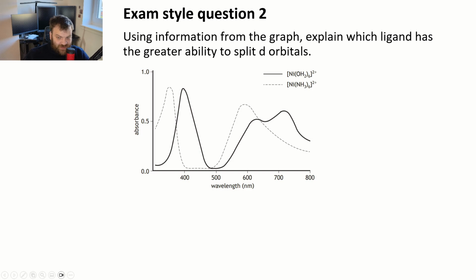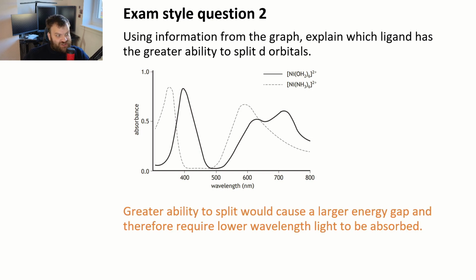Now, in this question, we are given two different complexes, and we're asked to explain which of them would have the greater ability to split the d orbitals. A greater ability to split would cause a larger energy gap, which would need a smaller wavelength of light to be absorbed. If we look at these two, the one that absorbs at lower wavelengths would be the one with the ammonia, the dashed line.